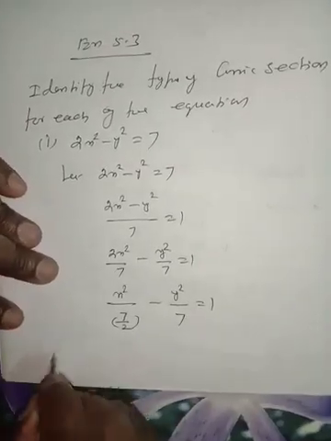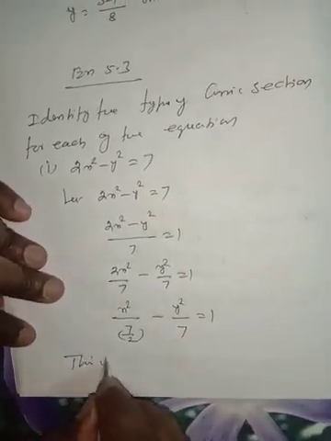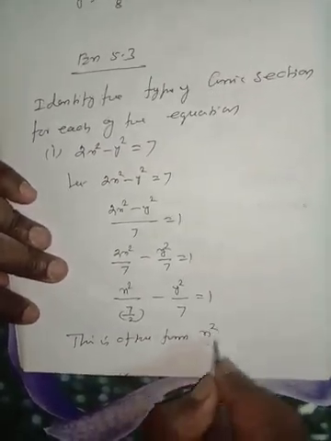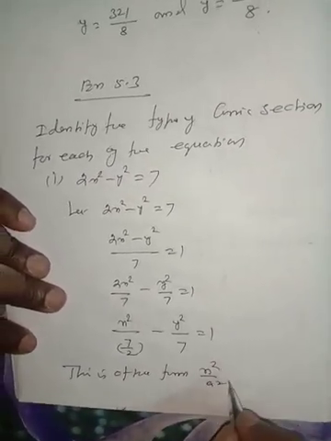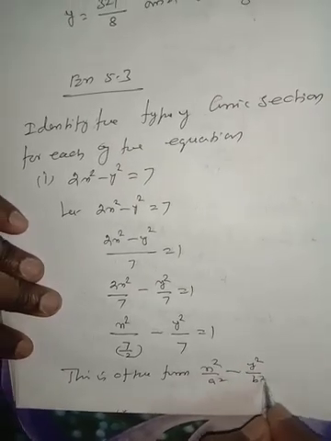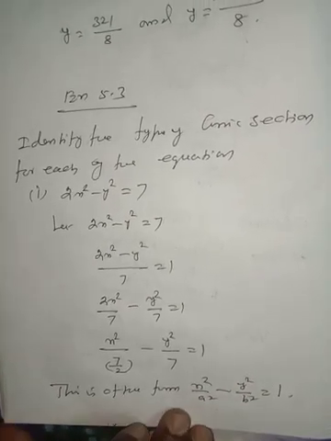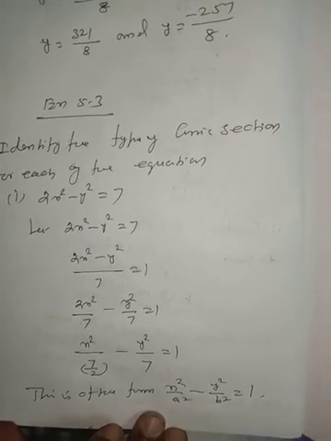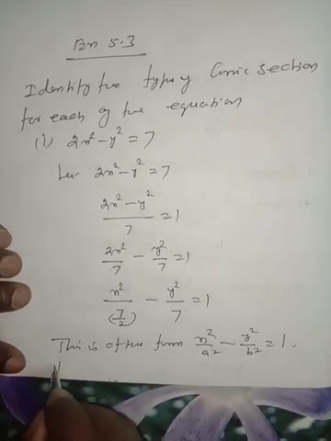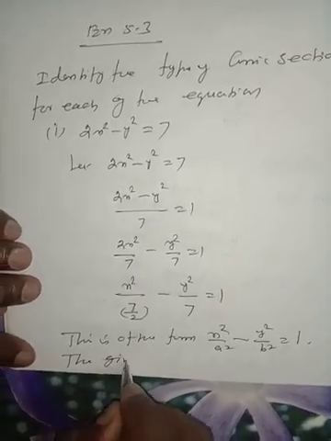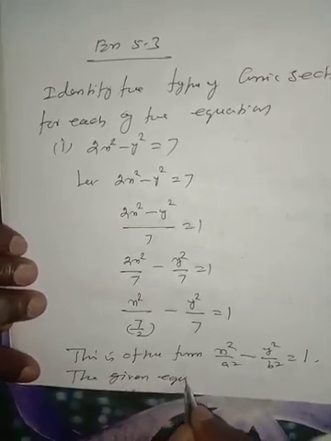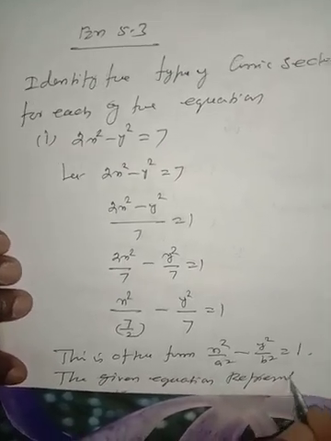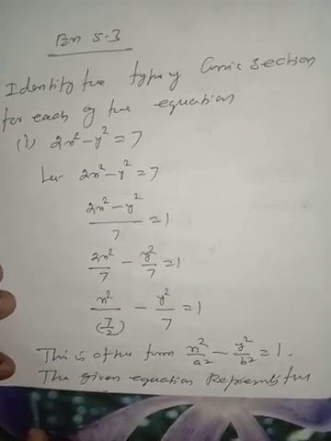This is of the form x square by a square minus y square by b square is equal to 1. So the given equation represents the hyperbola.